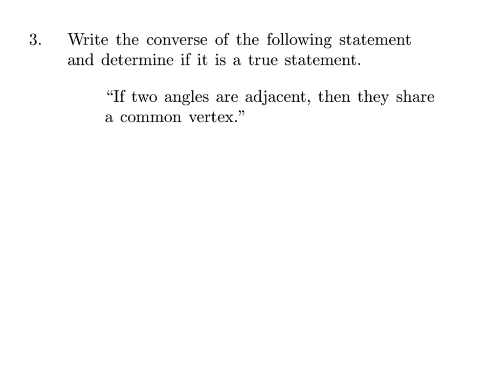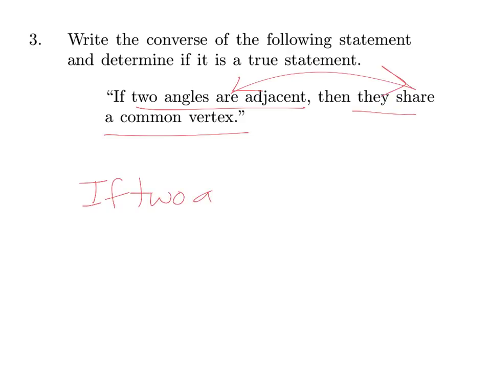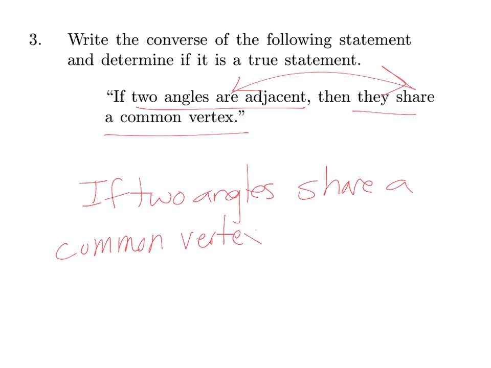All right, write the converse of the following statement and determine if it is a true statement. If 2 angles are adjacent, then they share a common vertex. All right, converse just means I'm switching these 2 components. So if 2 angles share a common vertex, then they are adjacent.